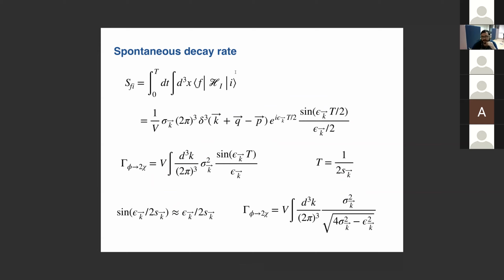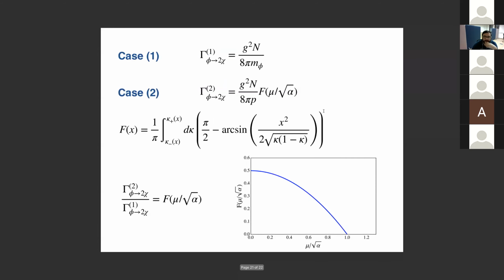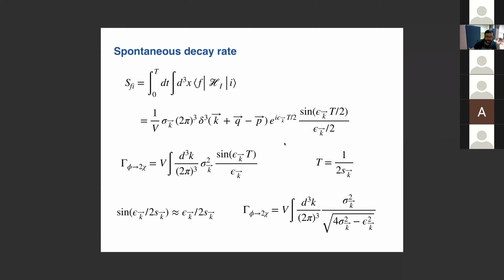Now, the last part of my talk is about the spontaneous decay. At first, leading order in perturbation theory, the scattering matrix is given by this. If we integrate between 0 and t, we get this sine of epsilon t over 2. And we know that when the initial state is just one particle, the final states are free. Then one can just take t as infinite, and this sine becomes a delta function. Then energy conservation is required.